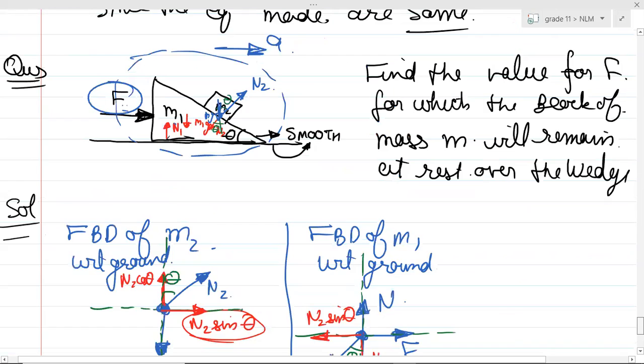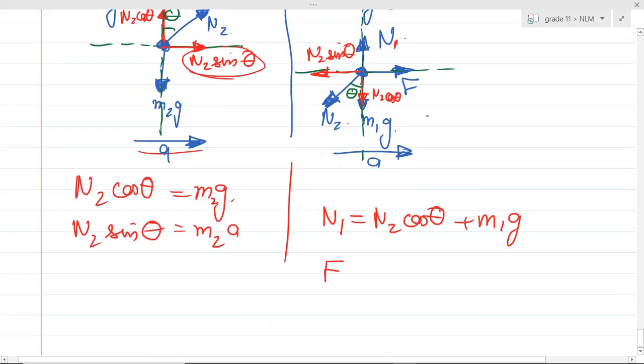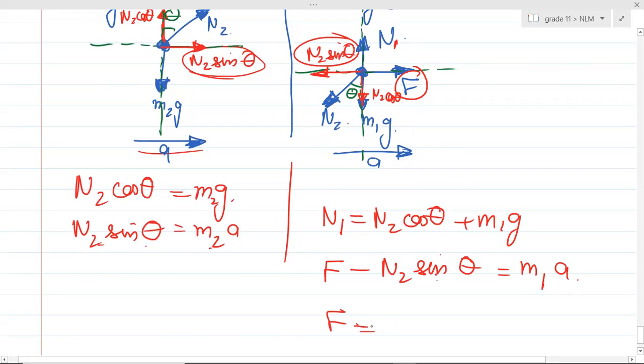So this was N1, right? Sorry. So N1 should be equal to N2 cos theta plus M1g, and the second equation will be F minus N2 sin theta should be equal to M1 A. Is this clear? So now basically what to do now? Can you see N2 sin theta, if I put it over here, I will get F minus M2A is equal to M1A.